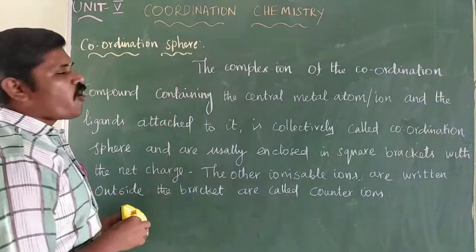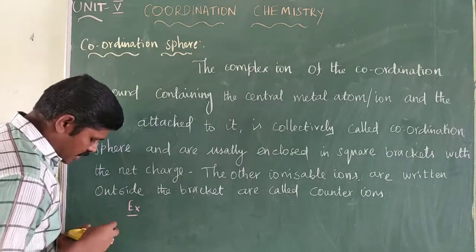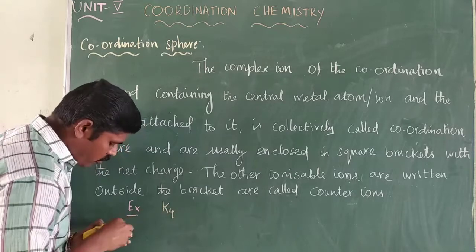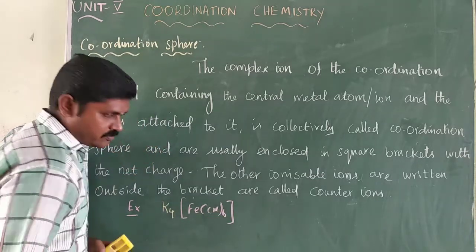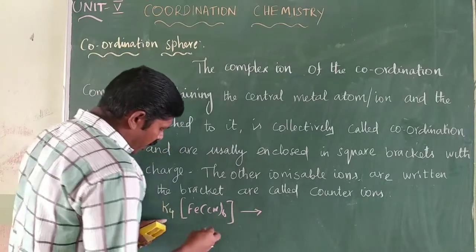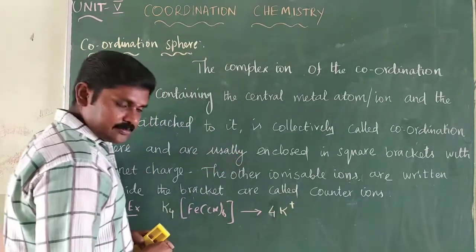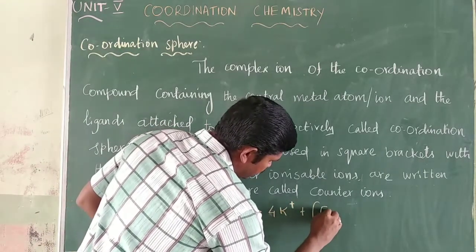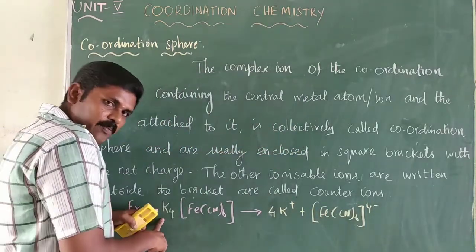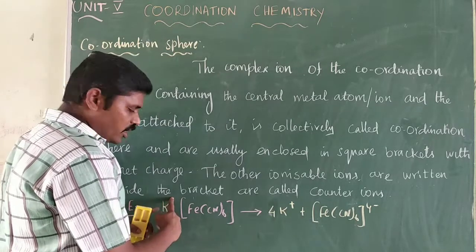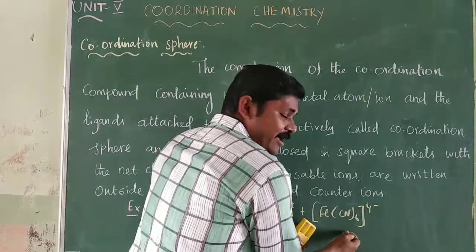Okay, students. The next one is coordination sphere. For example, K4[Fe(CN)6] dissolves in water to form 4 K plus ions and [Fe(CN)6] 4 minus ions. Each K plus is 1 plus, so 4 plus, and since the compound is neutral, the complex ion is 4 minus. This is the coordination sphere.